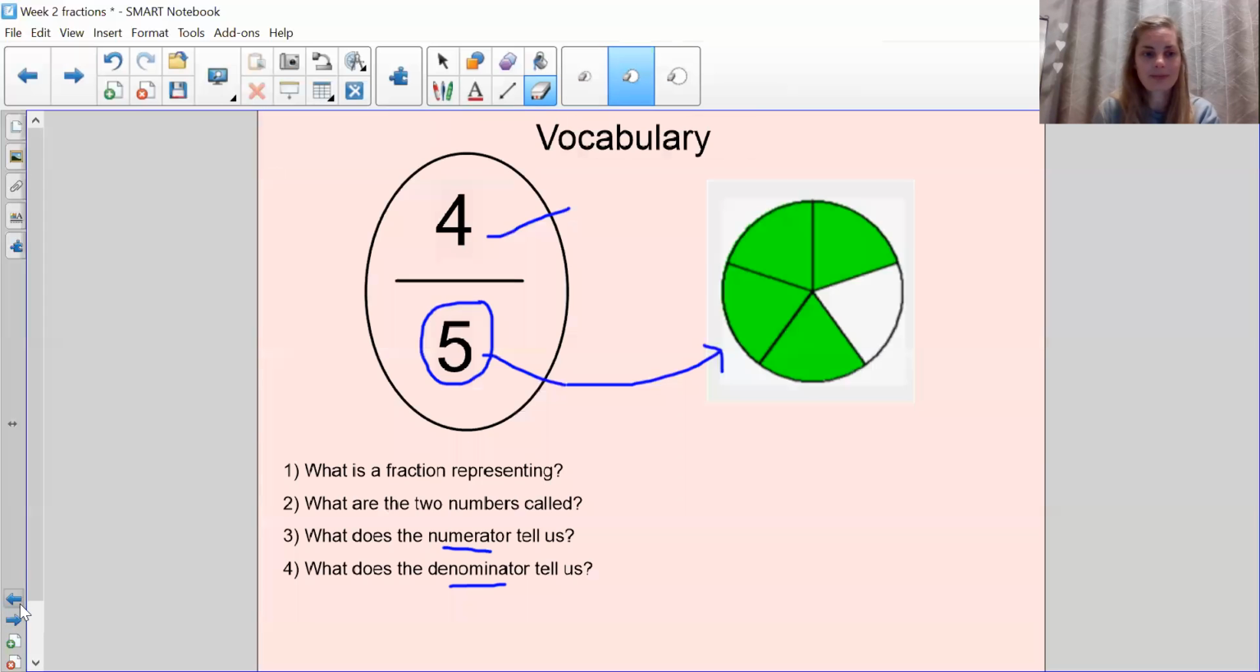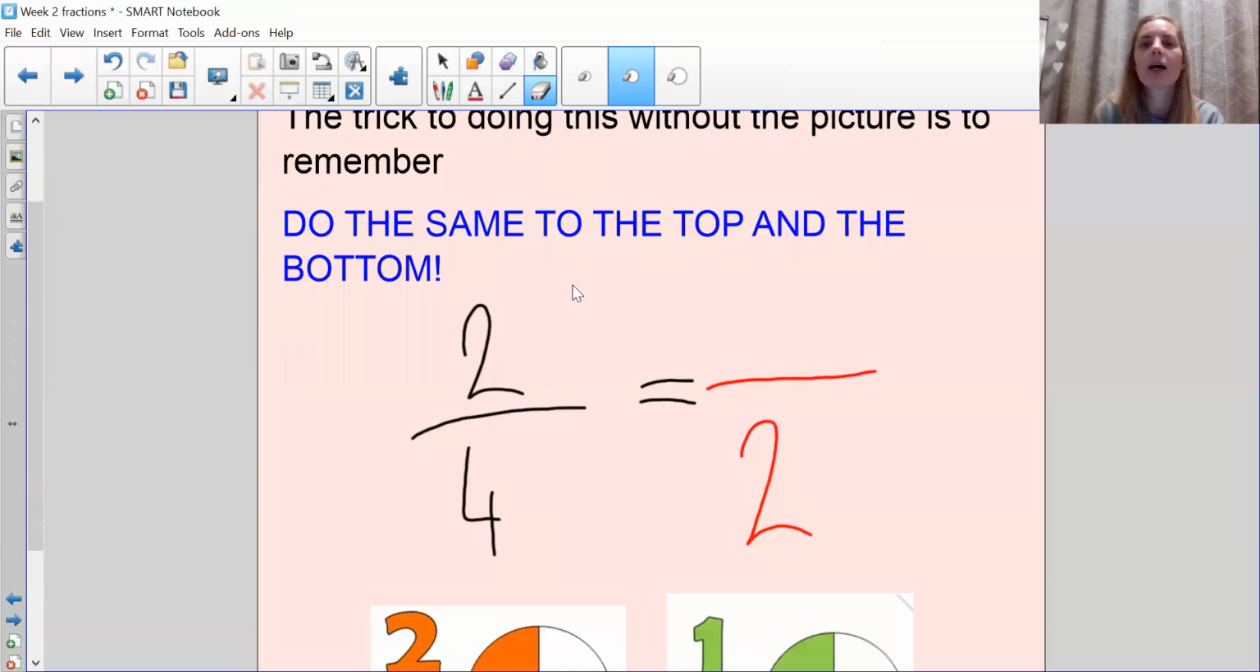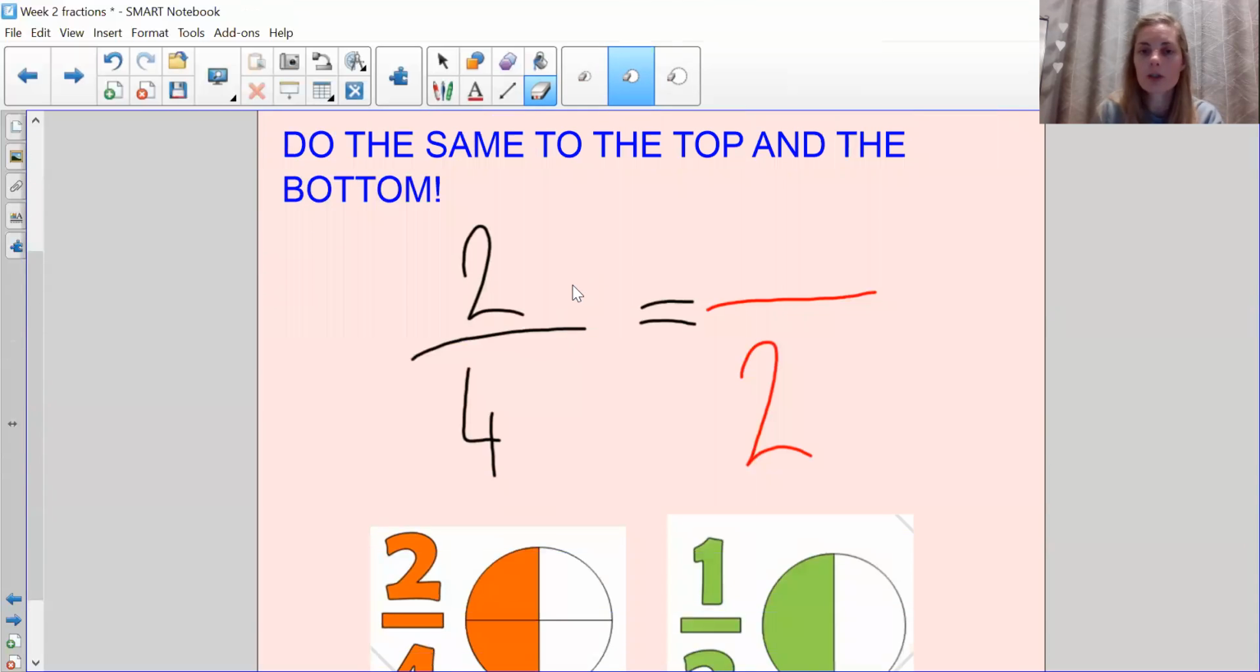Right, so as I said, equivalent fractions take up the same amount of space but are cut into different sized pieces. The trick to doing this without the picture is to remember whatever you do to the top number, you need to do to the bottom. That is the rule of today, okay? The only thing that you need to learn the whole of this lesson is that whatever you do to the one, you need to do the other. It's like being very fair, okay? If you give somebody a piece of cake, you've got to give the other person a piece of cake. You've got to be fair across the board.